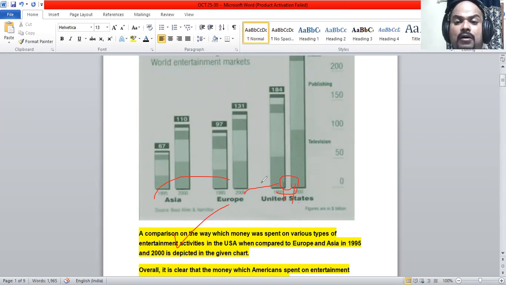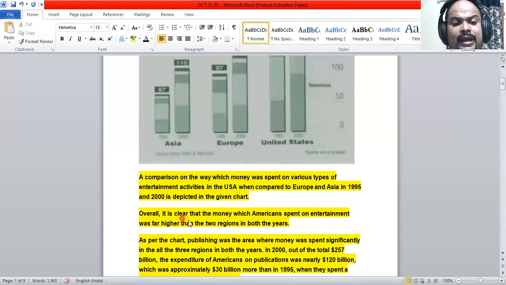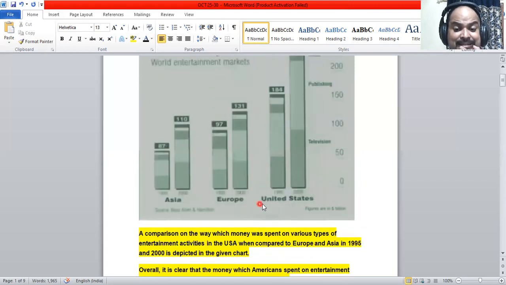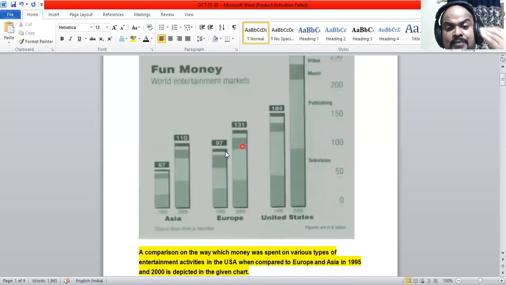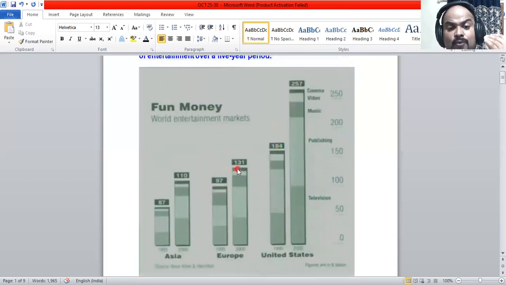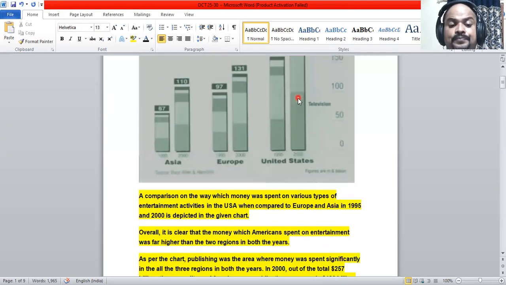Okay, now I can say overall, it's clear that the money which Americans spent on entertainment was far higher than the two regions in both years. You can see it's far higher. It's not comparable. So 97 to 184, 131 to 257, almost double. So this is what you can say, far higher than the other two regions. In both the years, it was far higher.